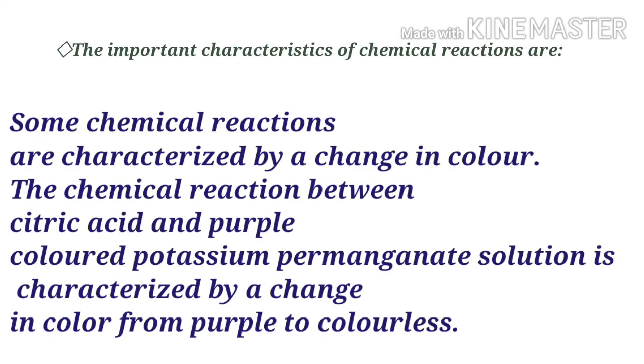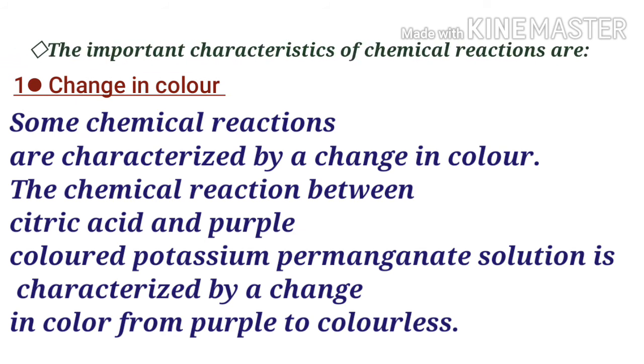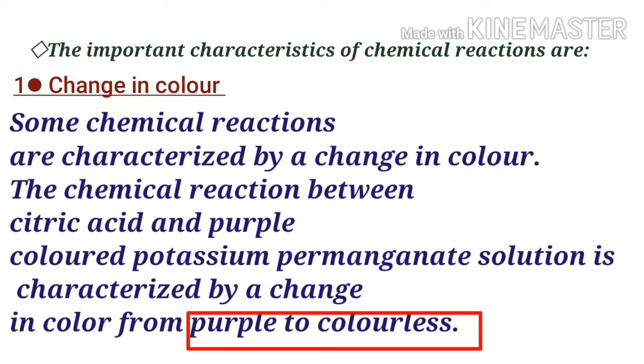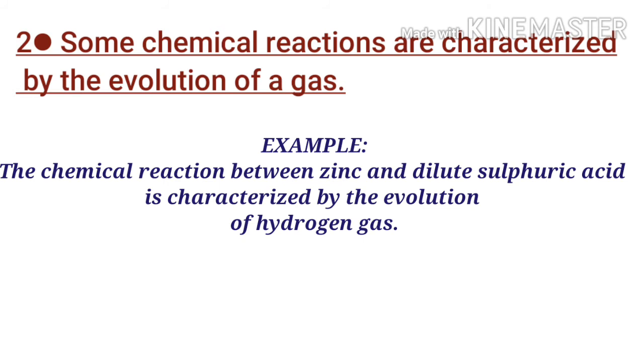Next we will learn the important characteristic features of chemical reactions. Number 1 is change in color. Some chemical reactions are characterized by a change in color. The chemical reaction between citric acid and purple colored potassium permanganate solution shows a change in color from purple to a colorless solution.